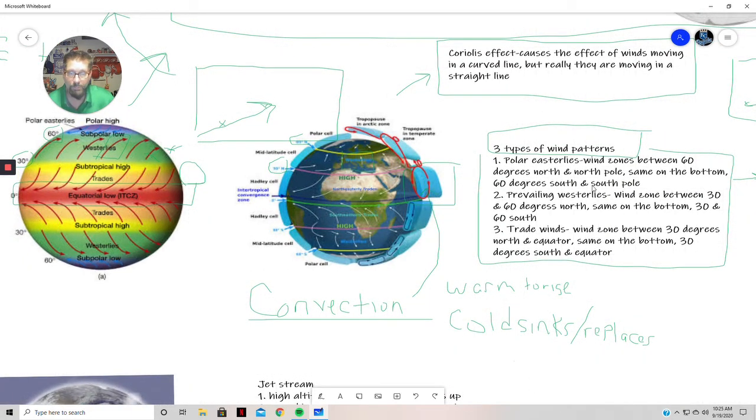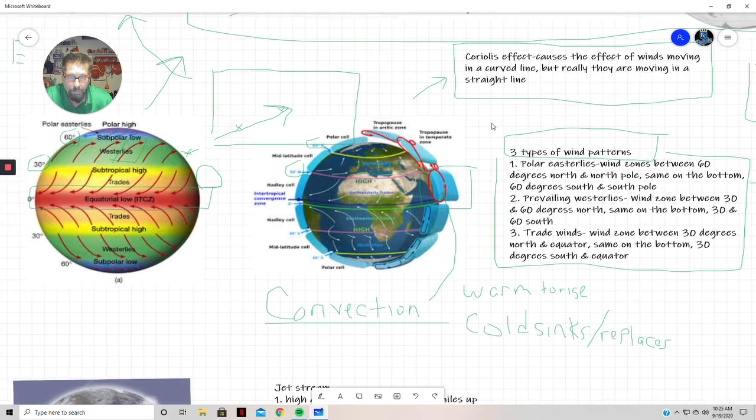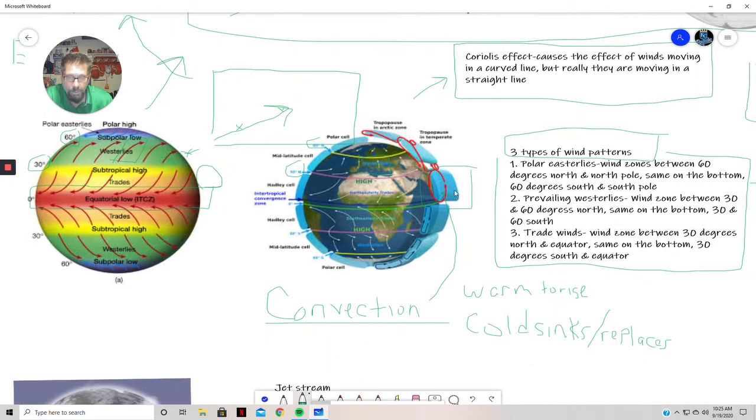So, three types of wind patterns. We're going to start with the first one. Basically, we're working our way from the top of the globe, down into the equator area. That's why you see the word equator on number 3. So the polar easterlies. This is our winter winds.